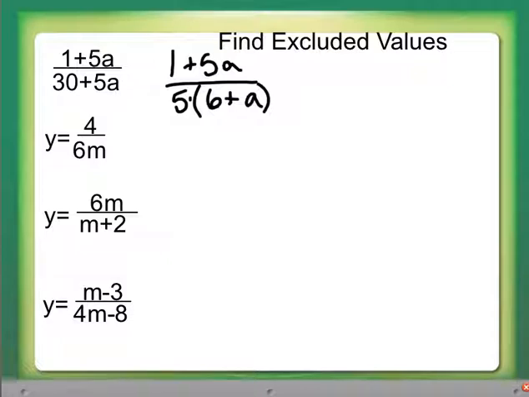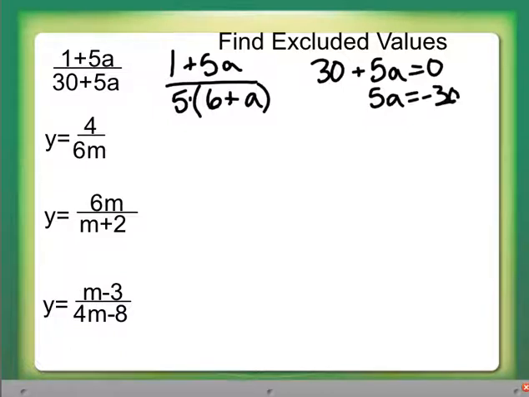You can use either the factored or unfactored form, but if we can't see the excluded value right away, we can set it equal to 0 to figure out what a would have to equal in order to make this 0. We subtract 30 from each side, get 5a equals negative 30, so a would be negative 6 if it were an excluded value. And finding those excluded values, when we have these rational expressions, we say that a cannot equal negative 6.